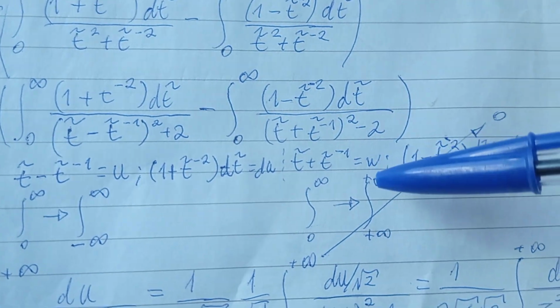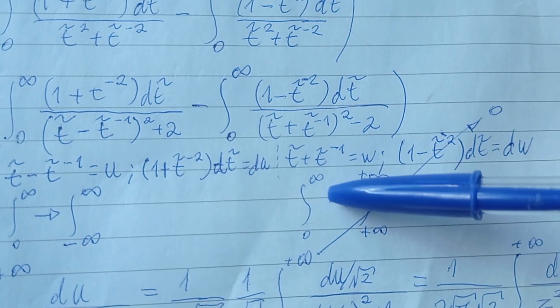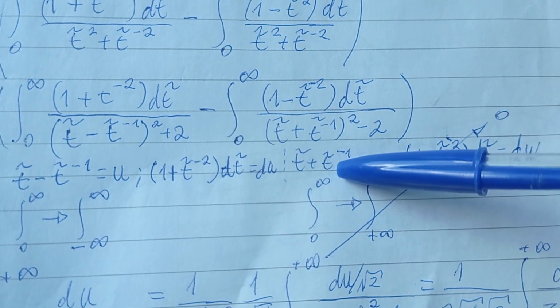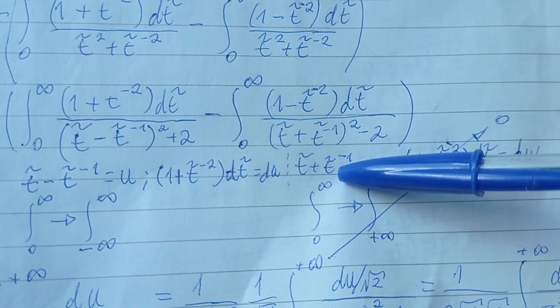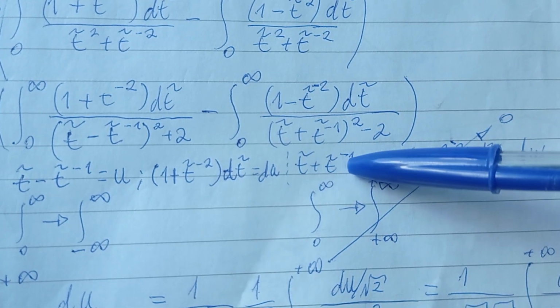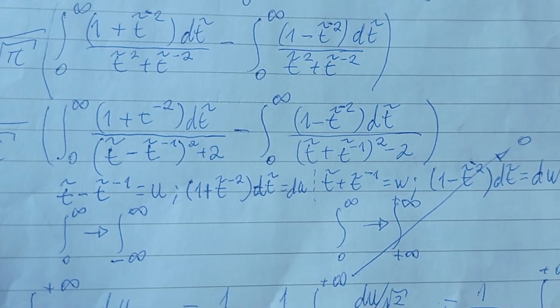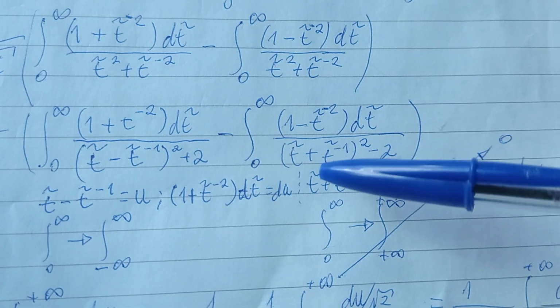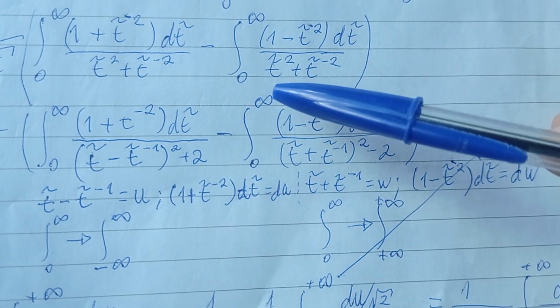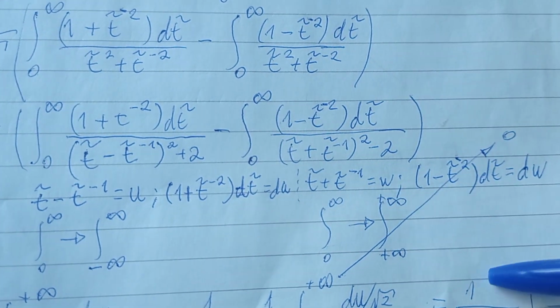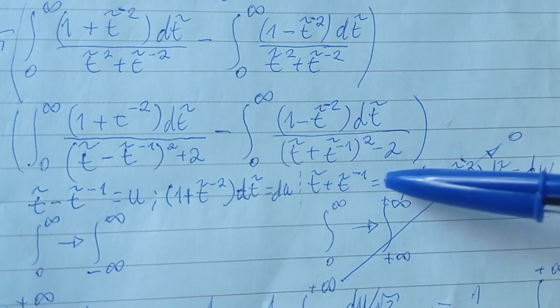What about the next integral? Very well. 0 will become infinity. Why? Well, this is 0, but this from the right-hand side gives us infinity, and infinity gives us infinity too, so this integral doesn't contribute.